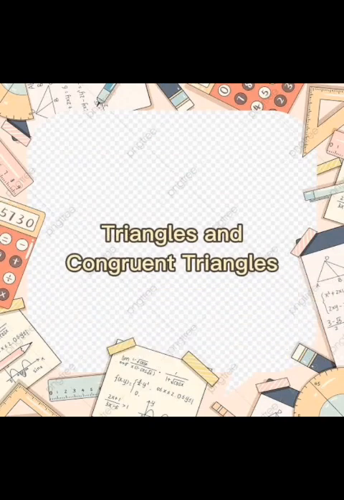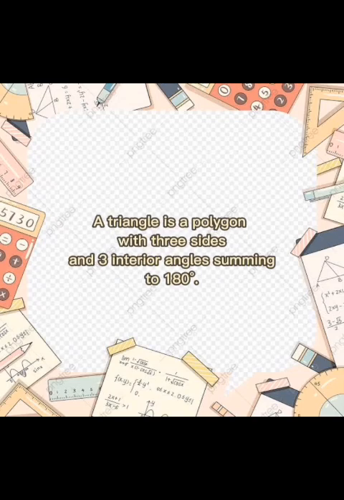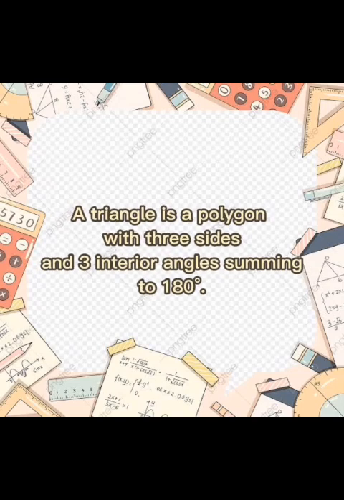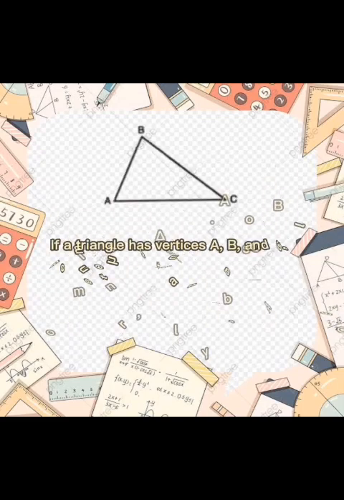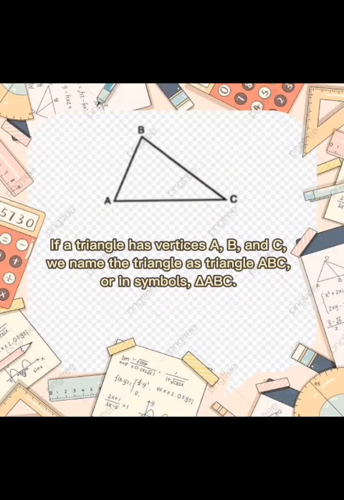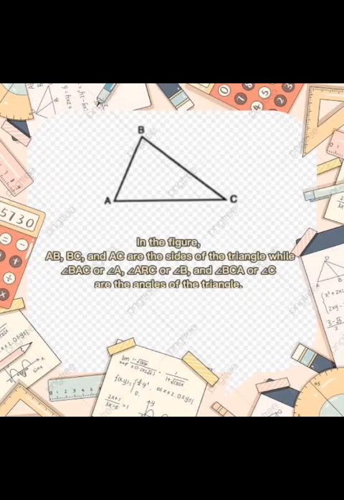Triangles and congruent triangles. A triangle is a polygon with 3 sides and 3 interior angles summing to 180 degrees. If a triangle has vertices A, B, and C, we name the triangle as triangle ABC or in symbols.